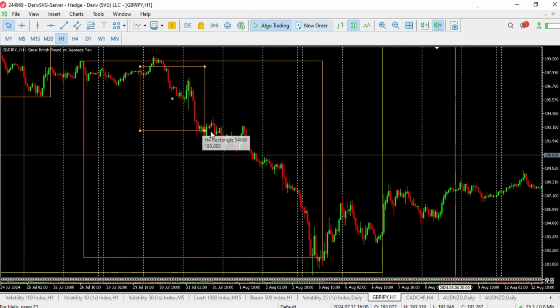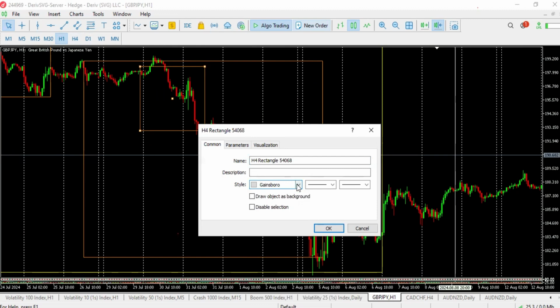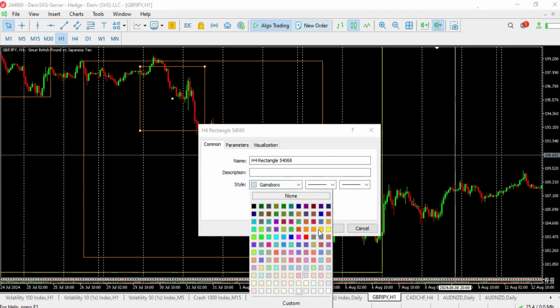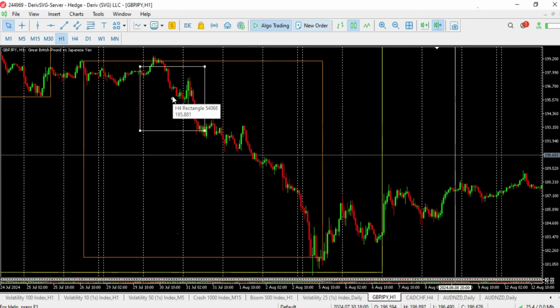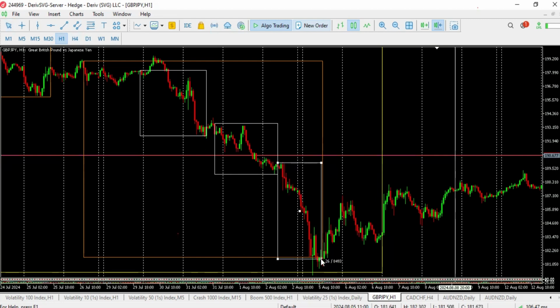So I want to change the H1 to white or any color that looks like white. Okay. Yeah. So this is my H1. So I had a first level drop after creating the peak. Then we had a second level drop. Okay. And then a final level drop. And then what happened? The market moved away. And then I want to also show you something.